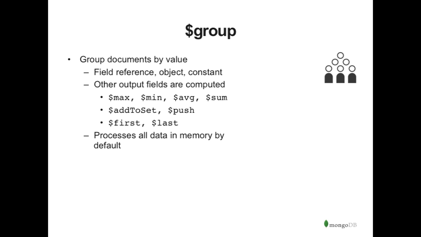There are two ways you can collect them. Add to set will ensure that you create a set, so there's only one unique value. Or you can use push, which will continually add the new values to the end of the array. And then first and last are special operators that assume that the group you've created is sorted in some way, and they enable you to retrieve the first member of the group or the last member of the group.